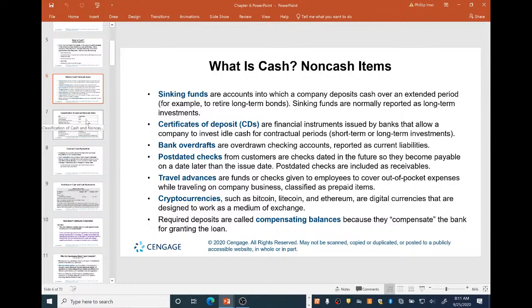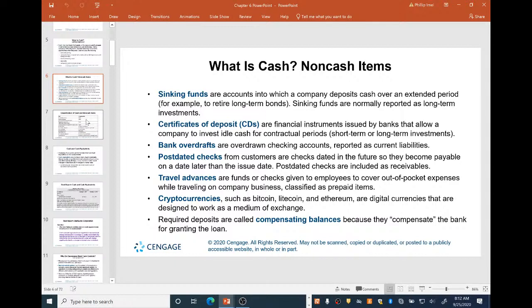On the other hand, these are considered non-cash items. Sinking funds, we know that's where a company deposits money into those things. So those are earmarked. It's the same thing as being appropriated. We can't account for that as cash because they're earmarked for another purpose. CDs, certificates of deposit, these are usually longer, shorter long term, but it's longer than a 90-day rule. So we're not going to be able to count those as cash.